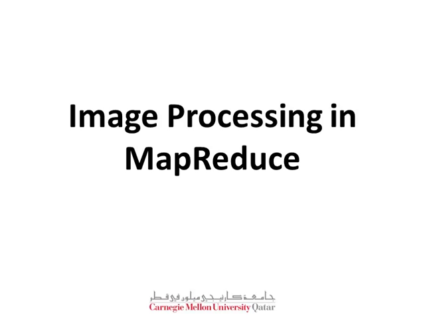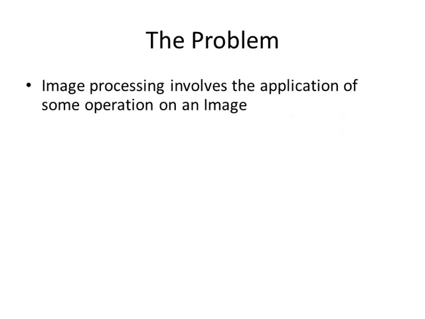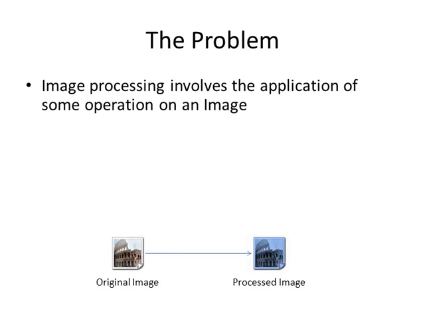Let us now look at another example of an algorithm in MapReduce, image processing. Image processing involves the application of some operation on images. These operations may be feature extraction, application of some filter, etc.